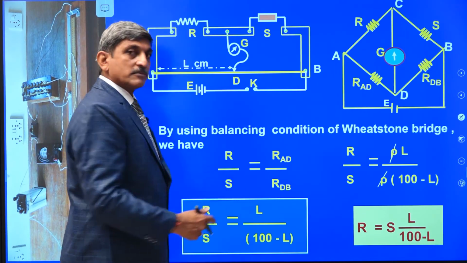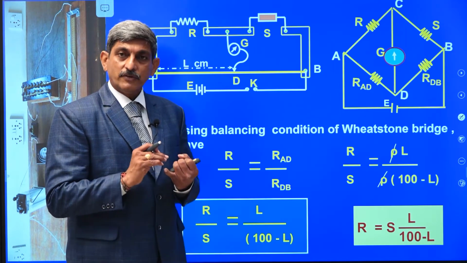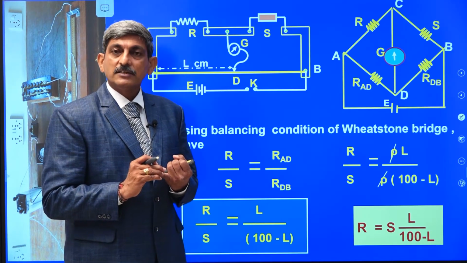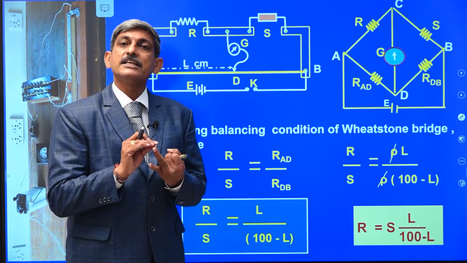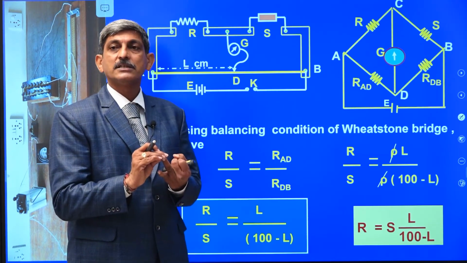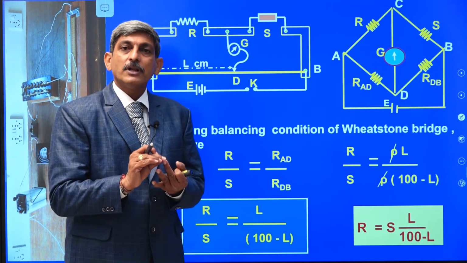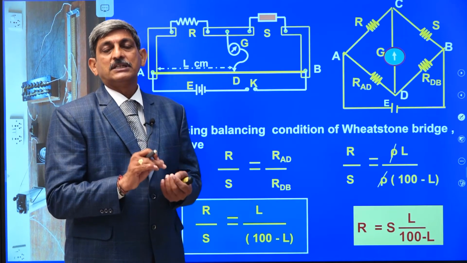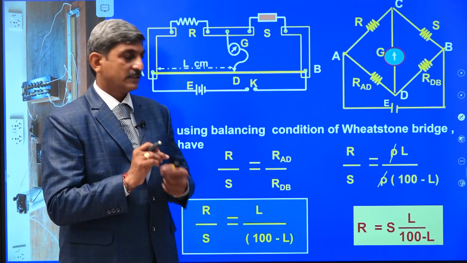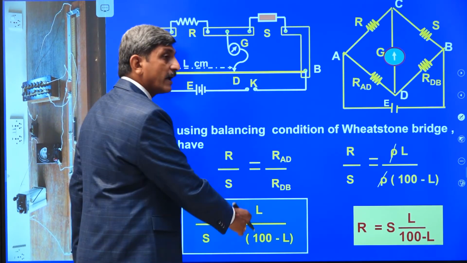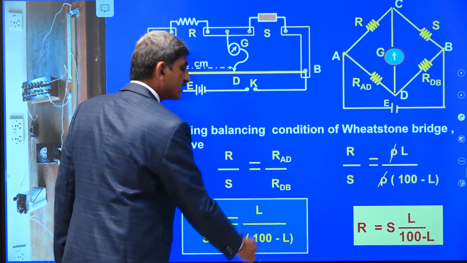Now, I am concluding the things we studied till now. First one is what is the balancing condition of the Wheatstone bridge and what is the difficulty in getting the balance of the bridge. After that, we studied the working principle and uses of the meter bridge. Then we studied the construction and working of the meter bridge. Finally, we derived the equation for the balancing condition of the meter bridge, that is R by S is equal to L by 100 minus L.